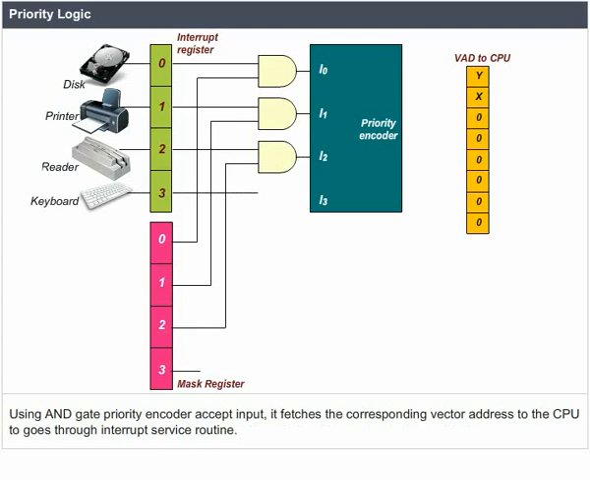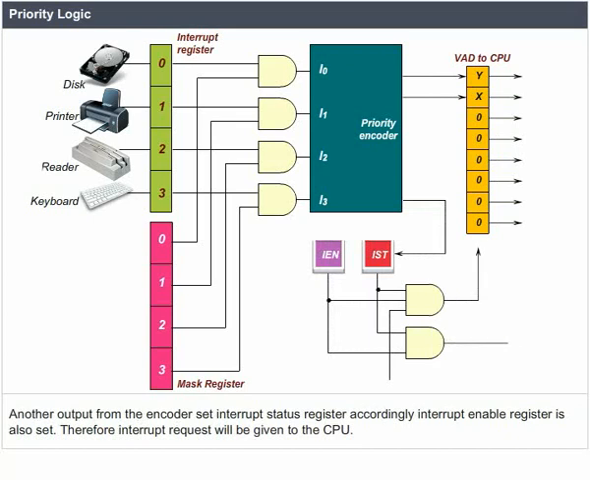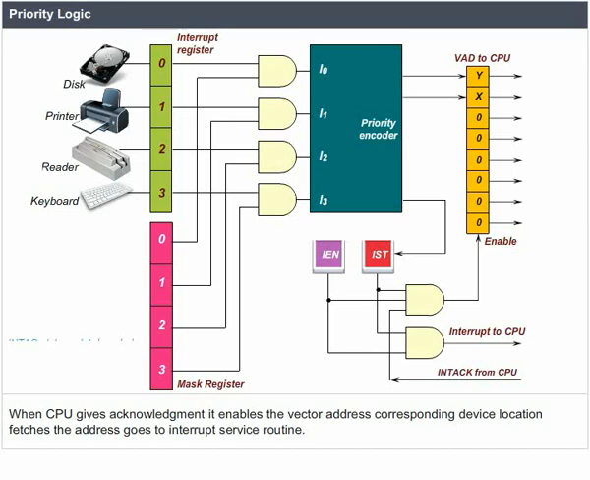Using AND gate, priority encoder accepts input, it fetches the corresponding vector address to the CPU to go through interrupt service routine. Another output from the encoder sets interrupt status register. Accordingly, interrupts enabled register is also set. Therefore, interrupt request will be given to the CPU. When CPU gives acknowledgement, it enables the vector address. Corresponding device location fetches the address and it goes to interrupt service routine.